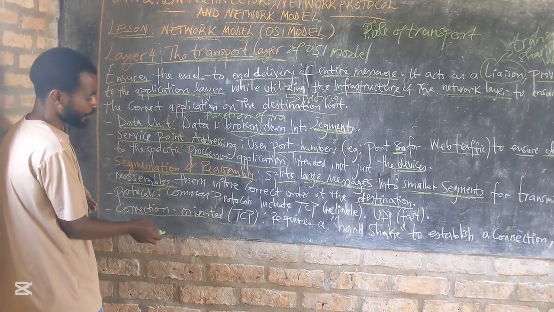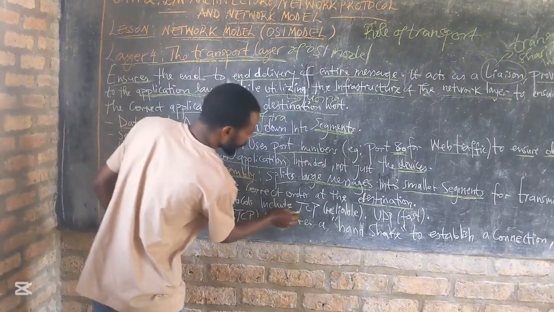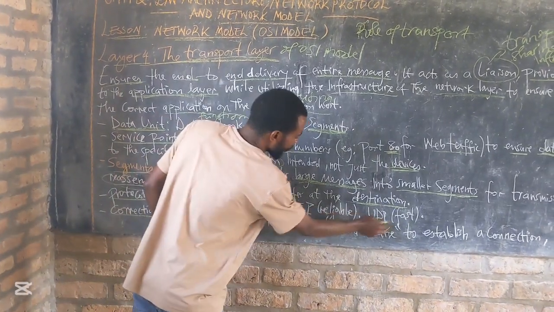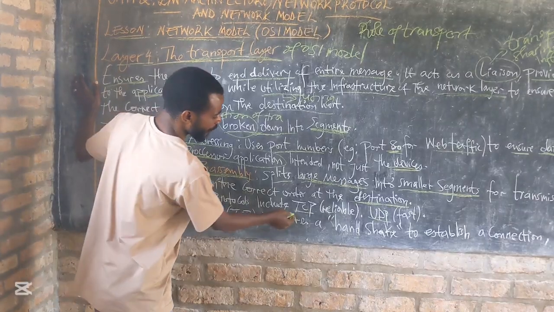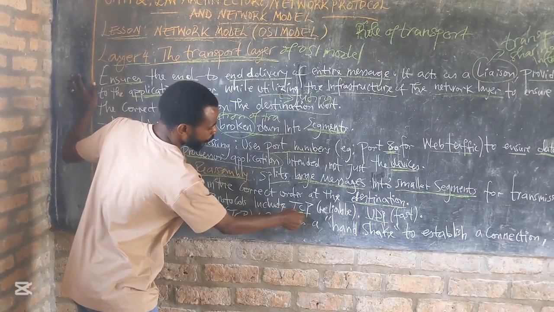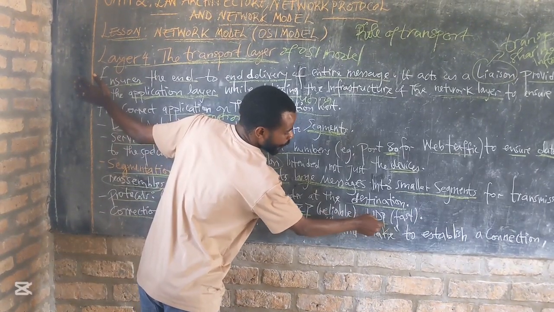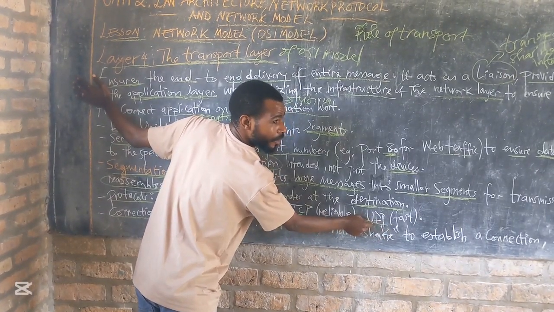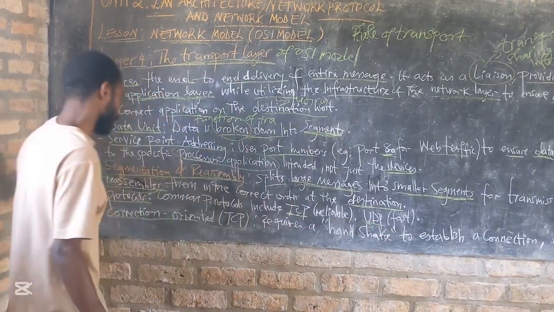Some protocols we found that can be used in the transport layer are TCP or UDP. Common protocols we can find working in this transport layer: we have Transmission Control Protocol, or TCP, and UDP, which is User Datagram Protocol.